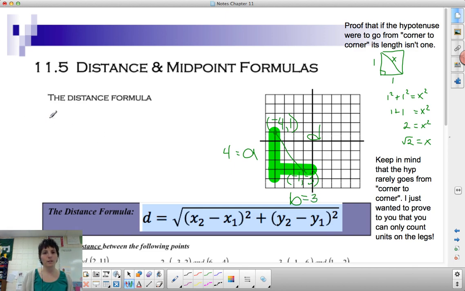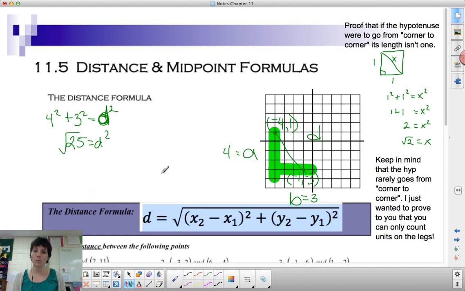And I would do 4 squared plus 3 squared equals d squared. I wrote a 5 because I know the answer already. So that 16 plus 9 is 25, which is my d squared value. And when I take the square root of both sides, I end up with 5 being the distance.